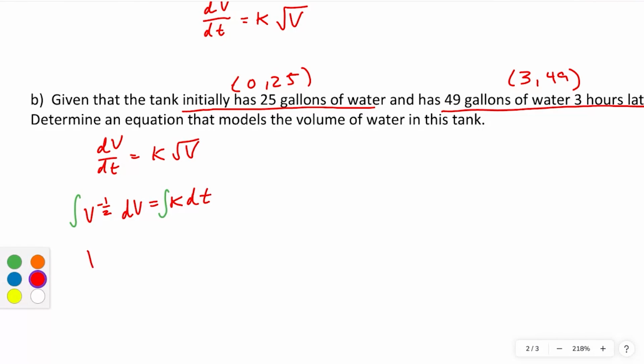So negative 1/2 plus 1 is 1/2. So we end up with square root of v here. So square root of v divided by 1/2. So dividing by 1/2 is the same thing as multiplying by 2. That'll equal kt plus c.